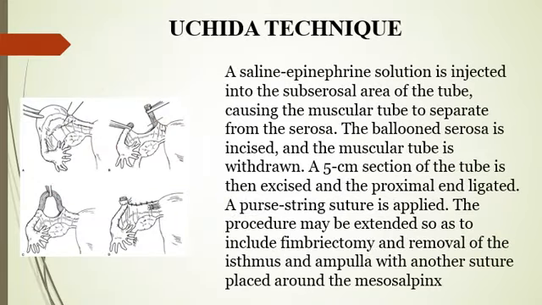In this, saline with epinephrine solution is injected into the subserosal area of the tube, causing the muscular tube to separate from the serosa. And this balloon of serosa is incised and the muscular tube is withdrawn from there. A 5 cm section of the tube is then excised, and the proximal end is tightly ligated, and a purse string suture is applied over there. The procedure may be extended to include fimbriectomy and removal of the isthmus and ampulla, with another suture placed around the mesosalpinx. So this is the end picture of the technique.